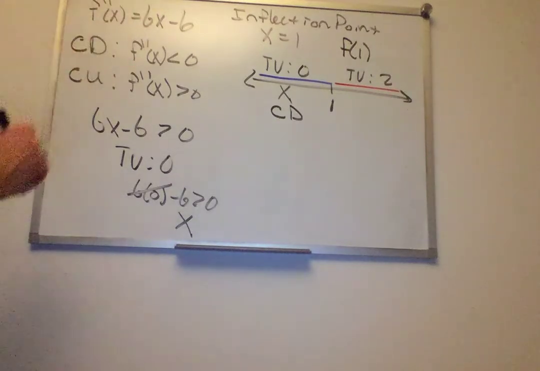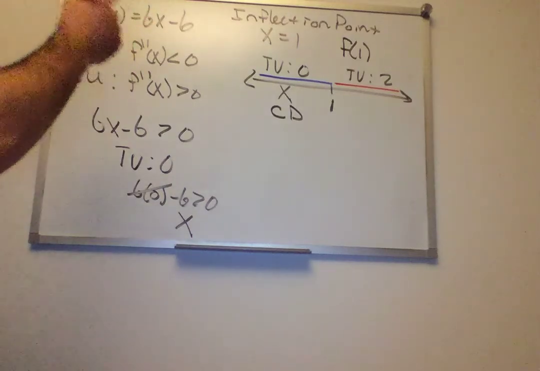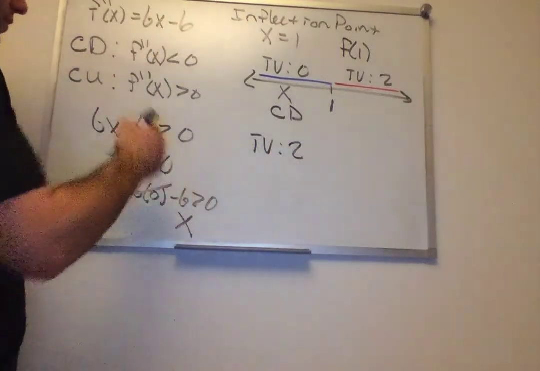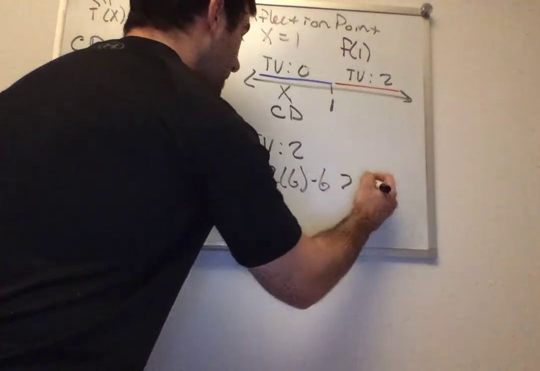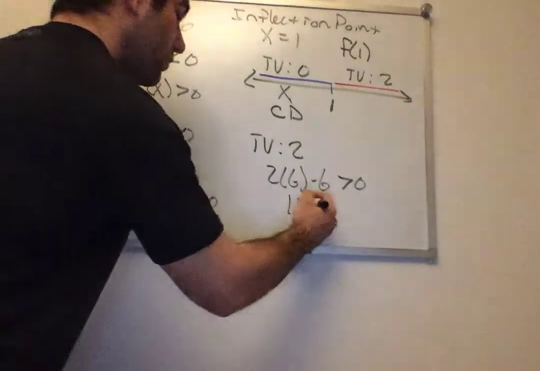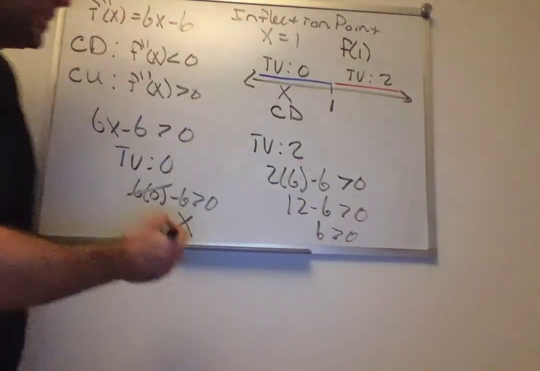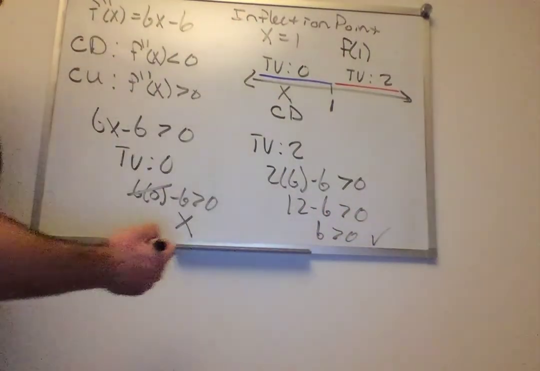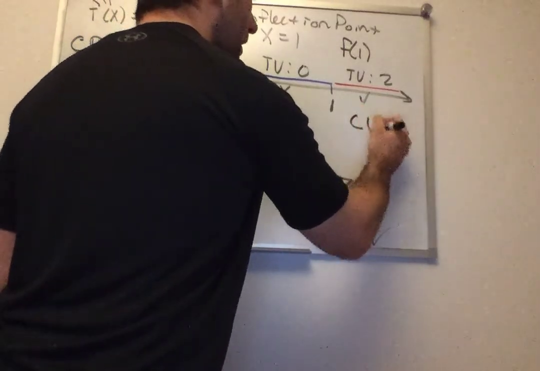Now for the next interval, we do the exact same thing. We plug in the test value 2. You get 2 times 6 minus 6. Is that greater than 0? Well, 12 minus 6 is 6. Is 6 greater than 0? It is. So this interval worked, so this interval must be concave up.